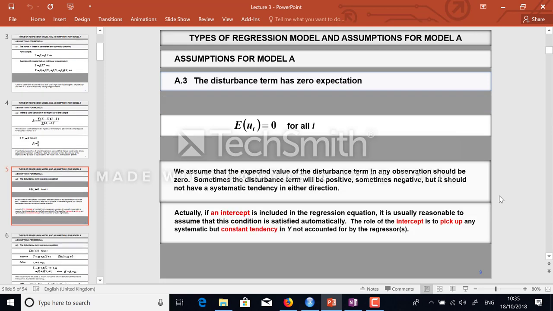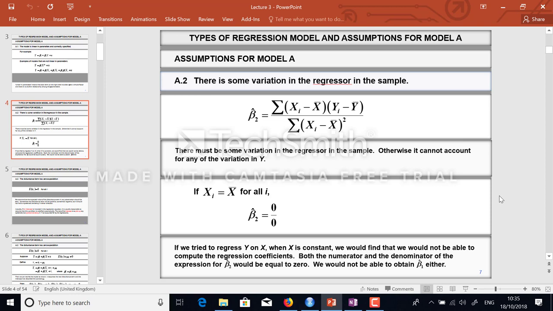You said that there has to be some variation in X's. Yes, in the independent variables. And obviously you have to have variation in Y as well. Yeah, but does it mean that I thought beta 1 and beta 2 or beta 0 are the unknowns, not X?